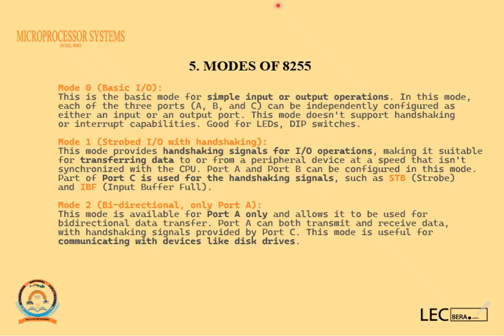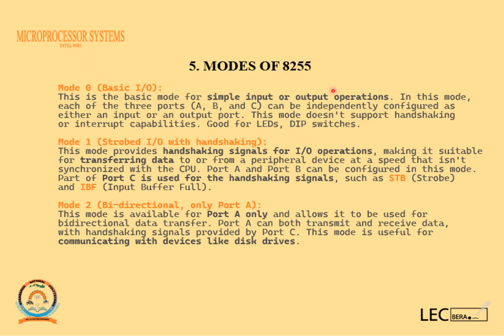Mode 2 is available for port A only and allows it to be used for bidirectional data transfer. Port A can both transmit and receive data with handshaking signals provided by port C. This mode is useful for communicating with devices like disk drives. Very high speed exchange of data. That's why I say this 8255 is a very important interfacing device.